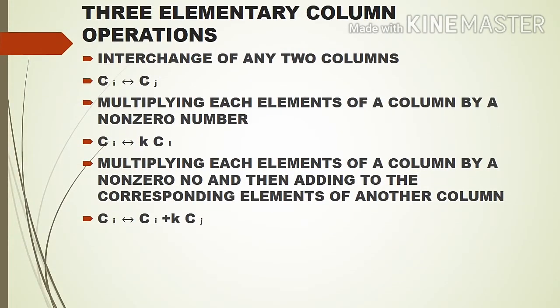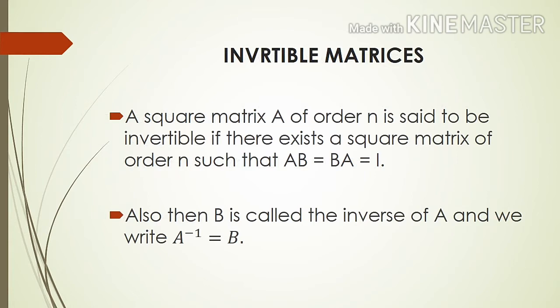Elementary column operations. Now this is also the same as row operations, but this is for columns. The properties are almost the same. That is, interchanging of any two columns, Ci and Cj, that is, column i and column j are interchanging. Now if each element of any column is multiplied by a non-zero number k, that is Ci changing as k into Ci. Then multiplying each element of a column by a non-zero number and then adding to the corresponding elements of another column, that is Ci changing like this.